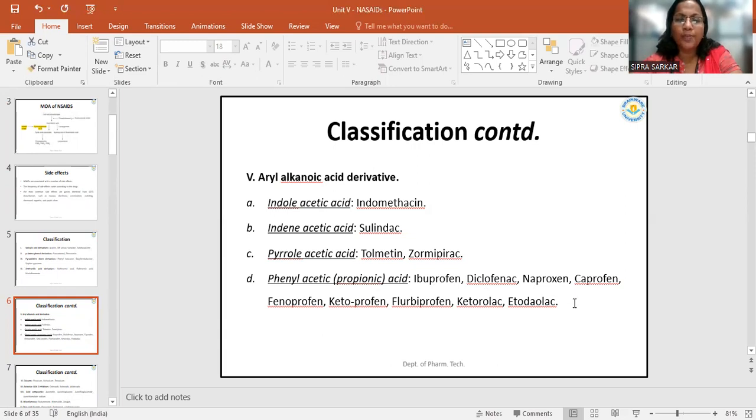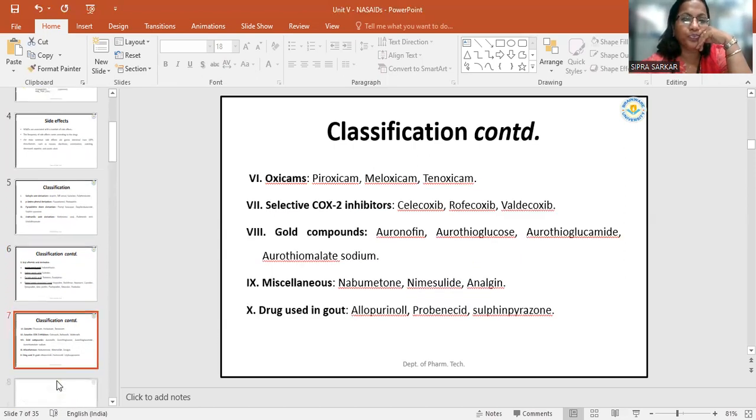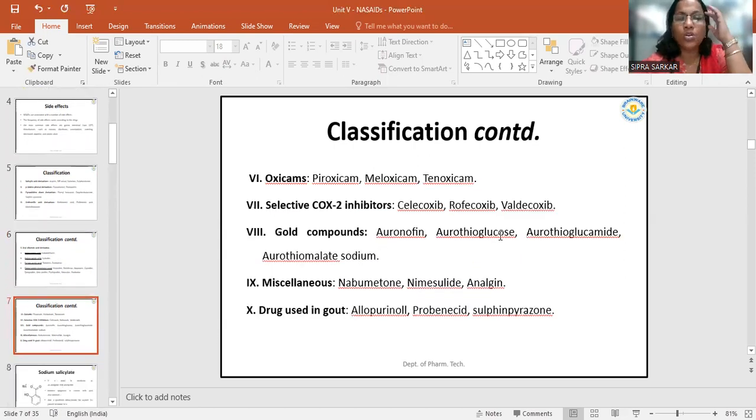Ibuprofen, diclofenac, naproxen, carprofen, fenoprofen, ketoprofen, ketorolac and etodolac. These are very important drugs for pain reduction and inflammation. Another category of drugs, the oxicams: piroxicam, and a newer one that is injectable, meloxicam, tenoxicam. And the selective COX-2 inhibitors, which particularly inhibit COX-2: celecoxib, rofecoxib and valdecoxib. They are the newer drugs.